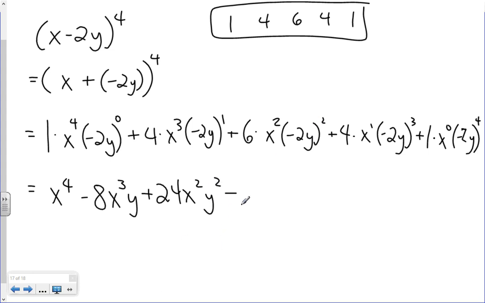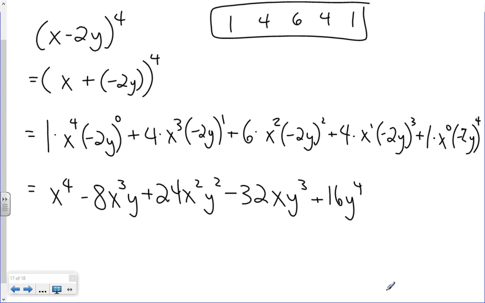Next one I know is going to be negative because we're alternating signs here, but you can check that out. If you take negative 2 and cube it, that's a negative 8. Times 4 is a negative 32, and it's going to be x times y to the 3rd. And the last one there, you've got a negative 2 to the 4th power. That's actually 16. So I'm going to have 16 y to the 4th. There we go. I just expanded that binomial.